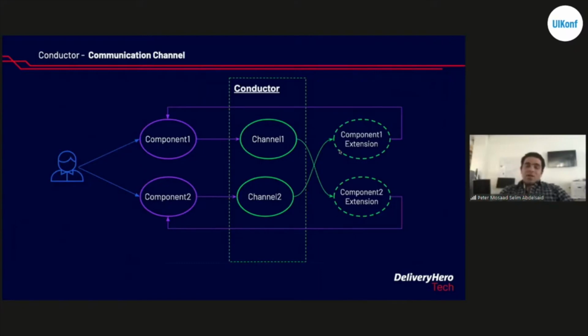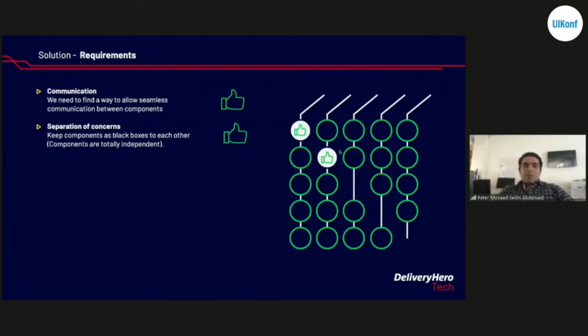Now we can again check if we have fulfilled all the requirements that we had or not. We agreed that communication is seamless and separation of concerns was implemented. Then, is it reusable and flexible?